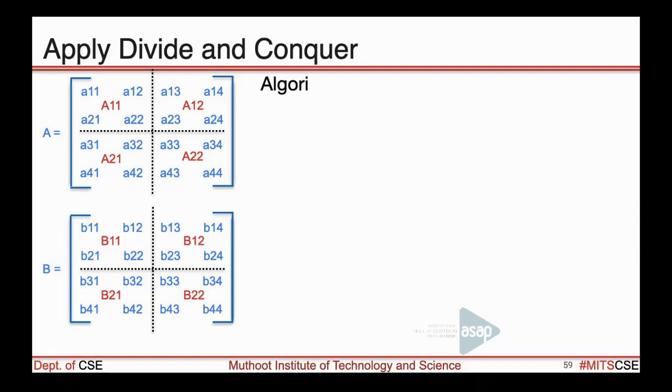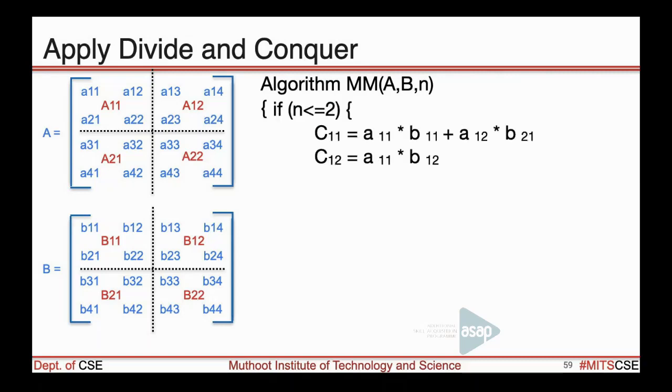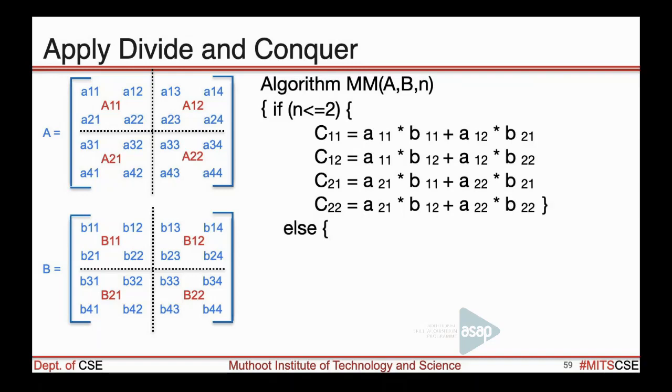Now what should I do? I am going to write an algorithm for matrix multiplication. Let A and B be the matrices and n be the size. If n is less than 2, or there are only 2 elements, I know what to do: I simply multiply using the formula that we have studied. Else, I should divide the matrix to make it small.